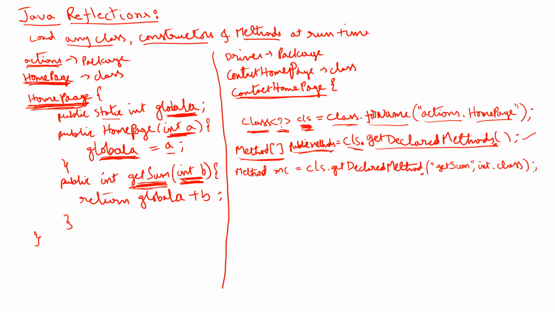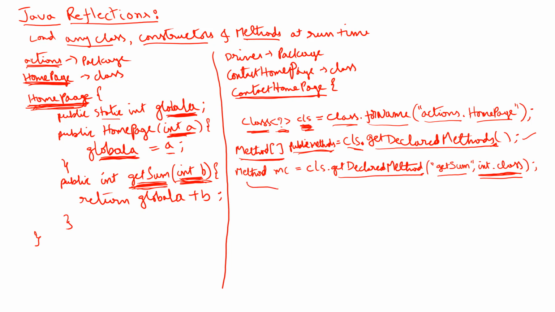So we are using getDeclaredMethod to load a method, and we are passing the method name and also what type of variables that particular method takes. Since it takes an integer type variable, we pass the class type for that integer, so it is int.class. Suppose we are passing a string variable here, then we have to pass String.class. Now this method is loaded. Now we have to invoke the method.